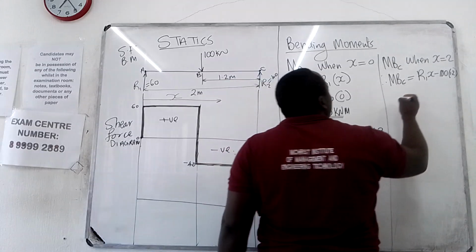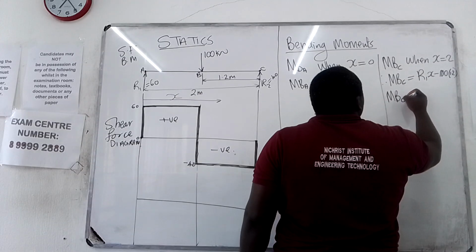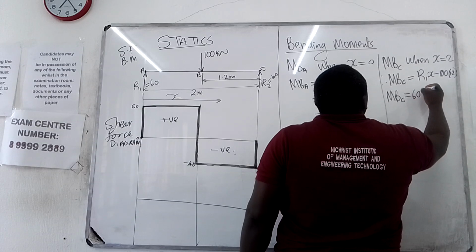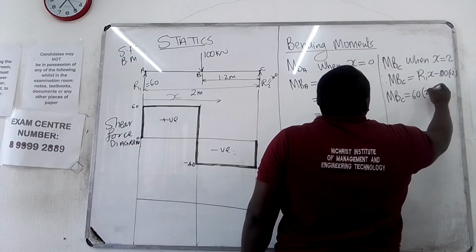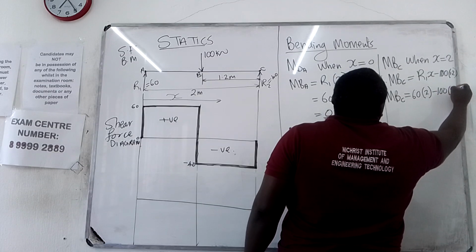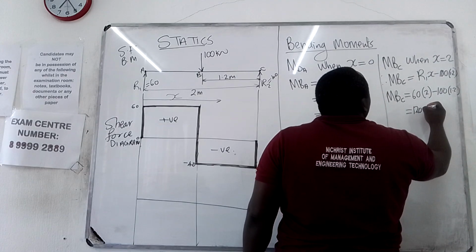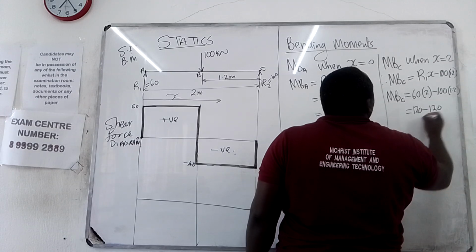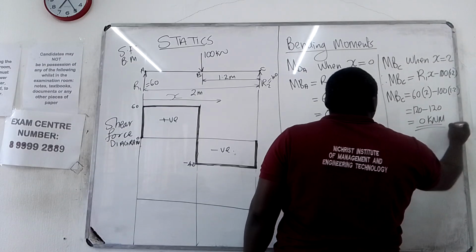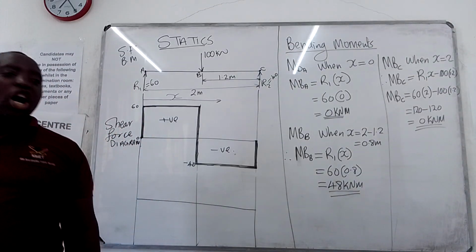So we'll say, therefore, the answer bending moment C is equal to R1 is 60, X is 2 minus 100 times 1.2, which is equal to 120 minus 120 is equal to what? 0 kilonewton meter. If it doesn't come back to 0, your calculations are what? Wrong.